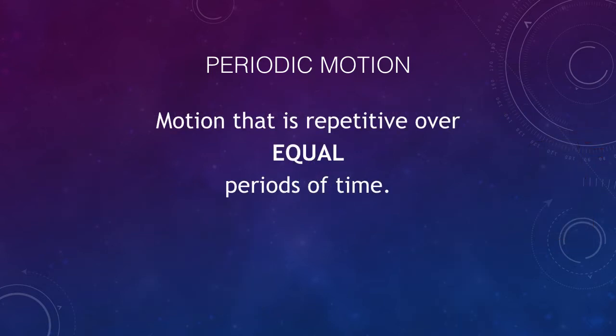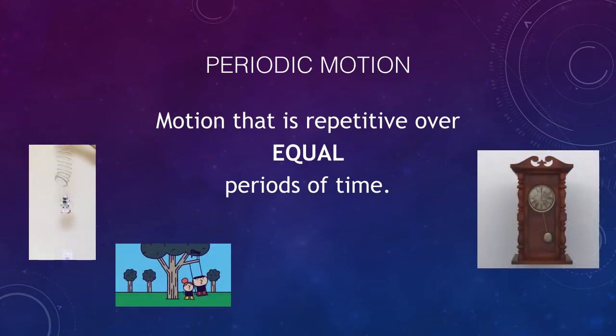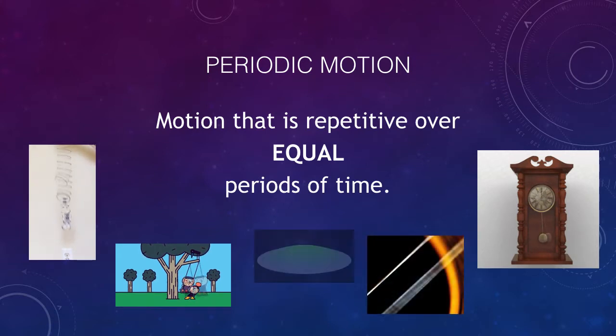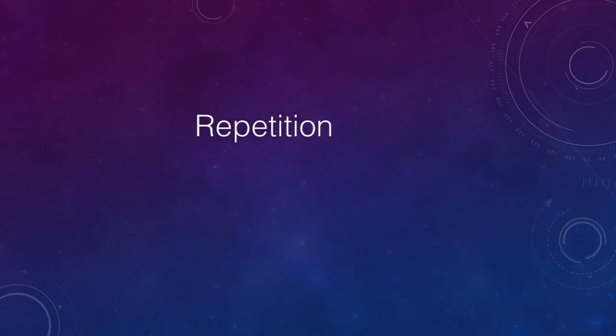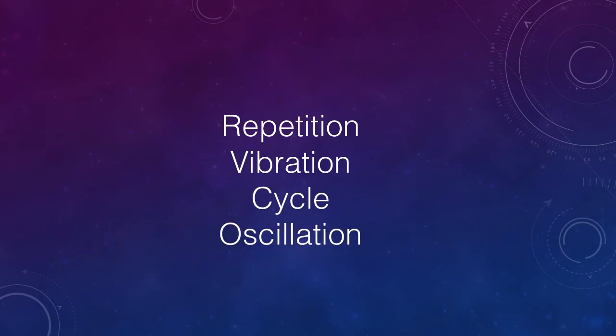Periodic motion is motion that is repetitive over equal periods of time. For example, bouncing a toy robot suspended from a slinky, the pendulum on a clock, or pushing a child on a swing, the vibration of a guitar string or a drum head. Some of the words we will use for repetition are vibration, cycle, and oscillation. We will use these words interchangeably.